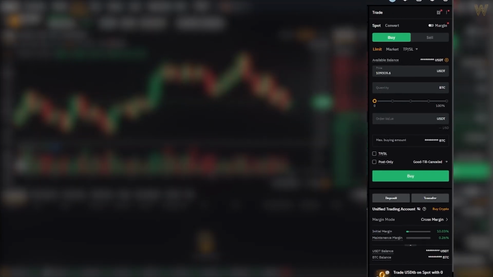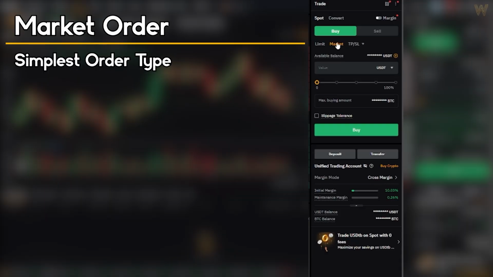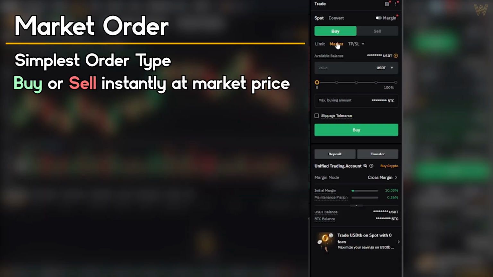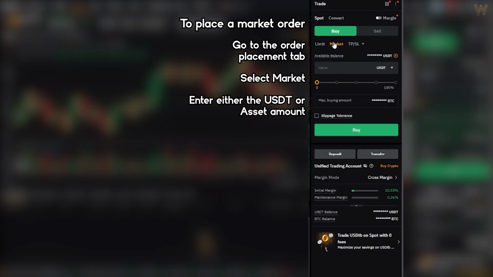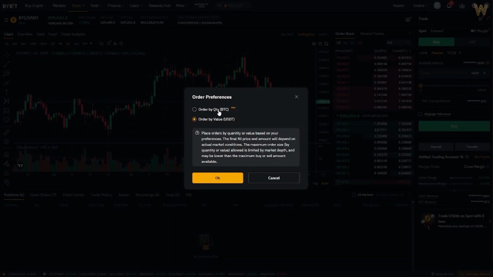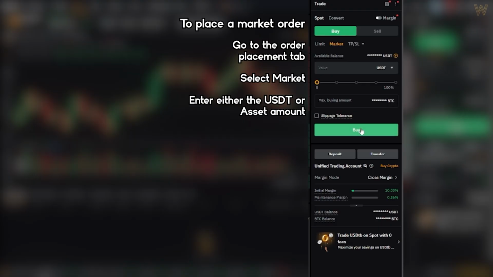The first order type that we will review is the market order. A market order is the simplest order type. It means you buy or sell instantly at the current market price. To place one, go to the Order Placement tab, select Market, then enter either how much crypto or how much USDT you want to trade. You can easily switch between the two by adjusting this setting, quantity in crypto or value in USDT. I'll select USDT. Once you confirm and click buy, the order executes immediately.